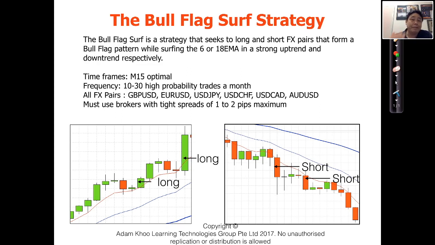So first of all, let me define it. It's a strategy that seeks to go long on forex pairs that show a bull flag pattern while surfing the 6 or 18 exponential moving average on a strong uptrend. At the same time, we're going to go short on forex pairs that form a bull flag pattern, surfing the 6 to 18 EMA on a downtrend, respectively. So a few questions we have would be: number one, what the heck's a bull flag? Number two, what's surfing? So we'll get into that in a short while.